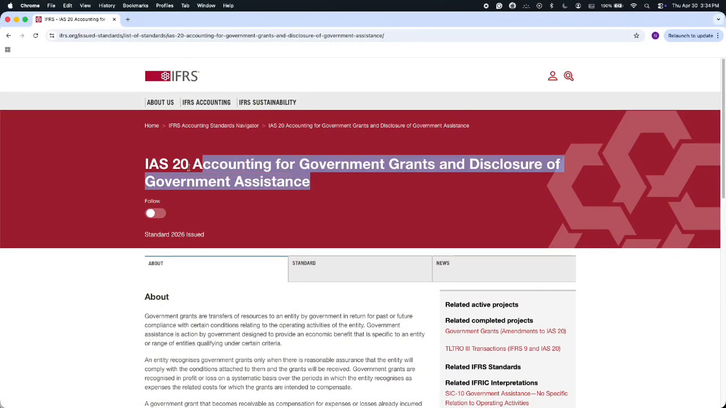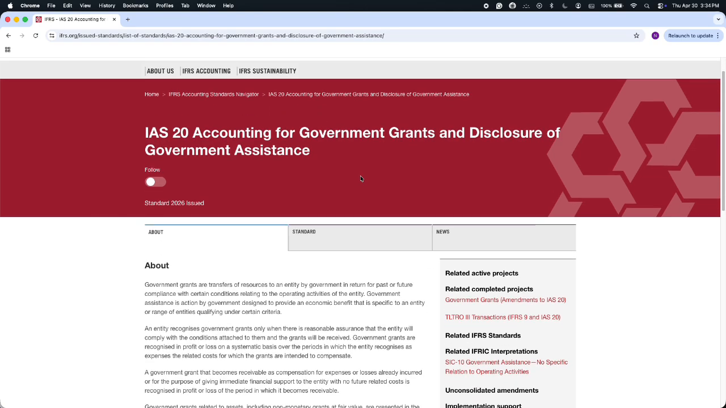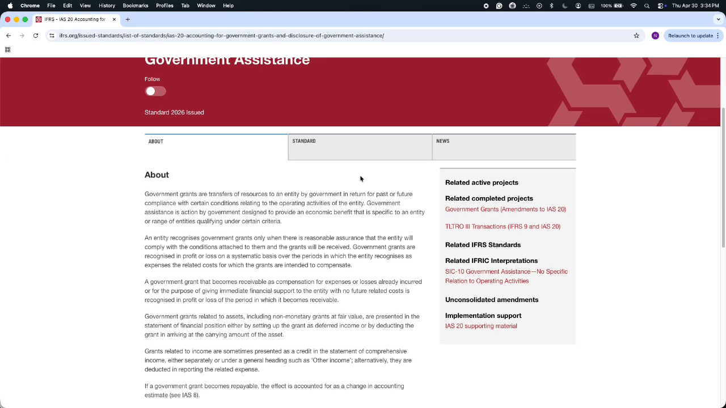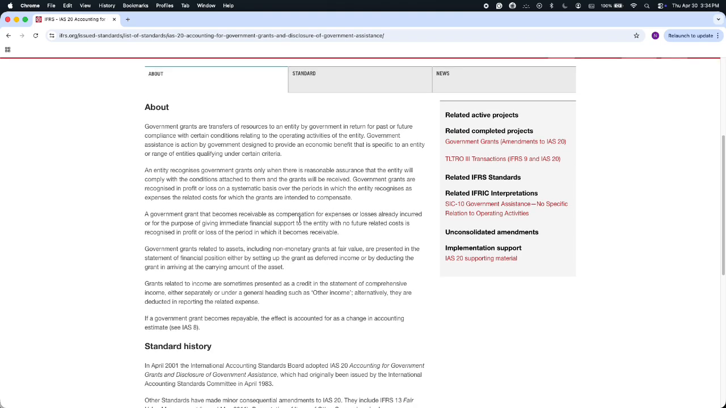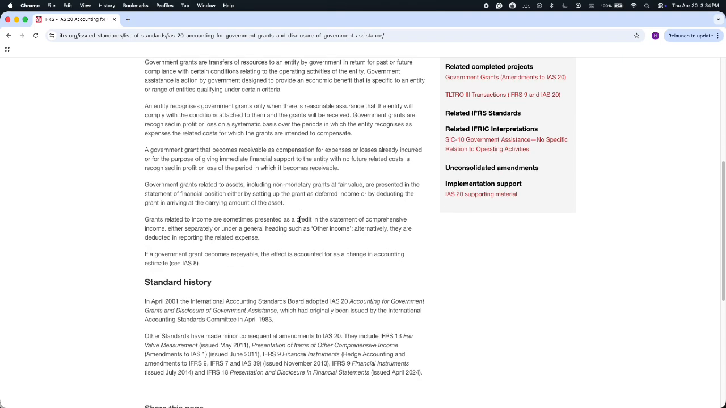Hey everyone, today I'm going to show how to account for government grants under IAS 20. This is helpful because some businesses receive support from the government, like cash grants or help with buying assets. IAS 20 explains when to record these grants and how to present them in the financial statements.